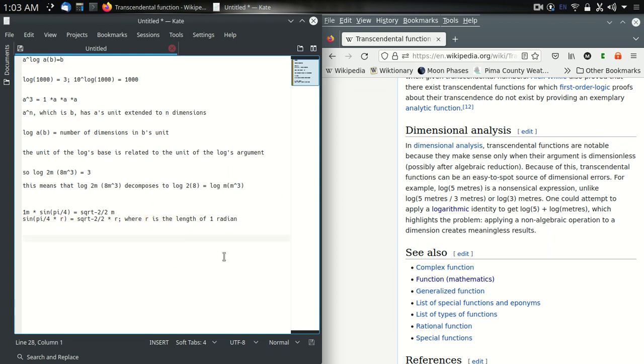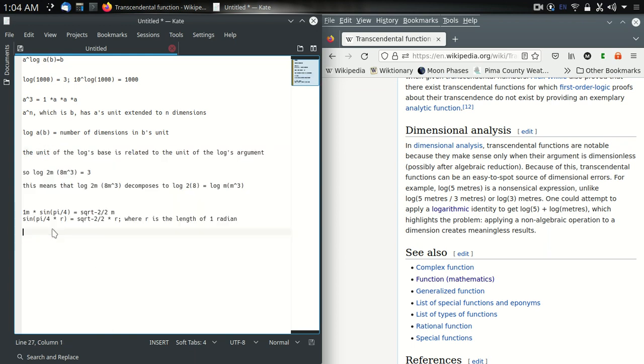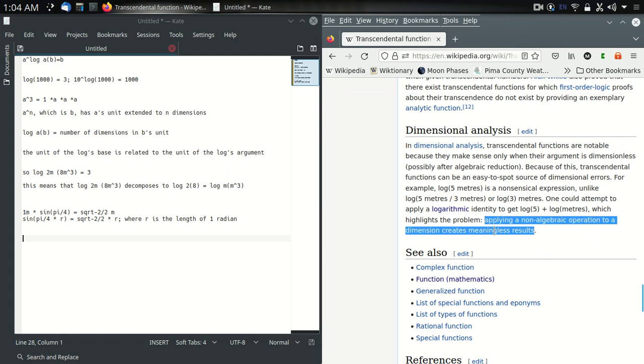Are you retarded? That's the only explanation I can see for anyone ever making this claim. Because this is easy. This is trivial. I don't understand how this... Clearly you are. But, Jesus Christ. And this is interesting too, right? Because this whole claim: this highlights the problem. Applying a non-algebraic operation to a dimension creates meaningless results.